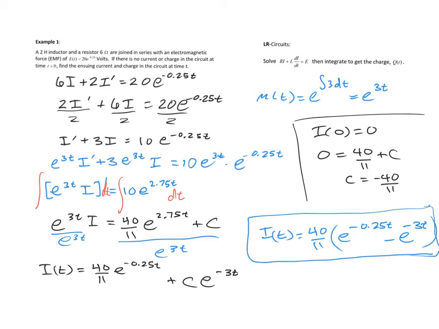Now, in the interest of time, we won't go through and find the charge, but if you wanted to find the charge, all you'd have to do is integrate this. So the charge would be Q of t is equal to the integral of the current I of t with respect to t. And then, of course, we would use another constant and solve another initial value problem. All right, so that's our LR circuit.